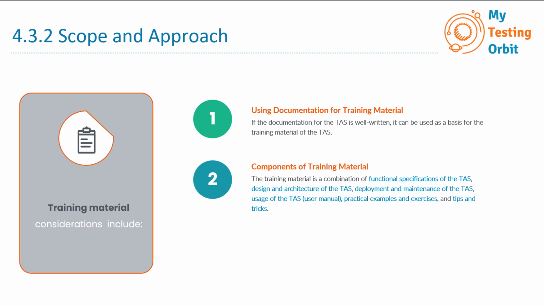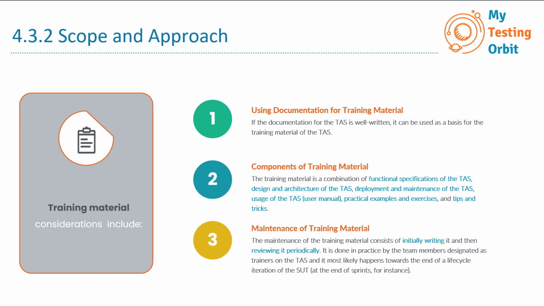These components collectively aim to equip users or trainees with a comprehensive understanding of the TAS, from its functionality to best practices for using and maintaining it. And number 3 is maintenance of training material. The maintenance of the training material consists of initially writing it and then reviewing it periodically. It is done in practice by the team members designated as trainers on the TAS, and it most likely happens towards the end of a life cycle iteration of the SUT, at the end of sprints, for instance.